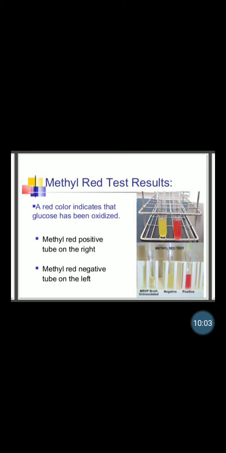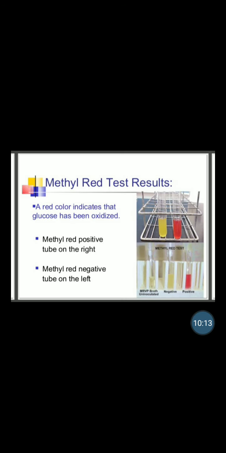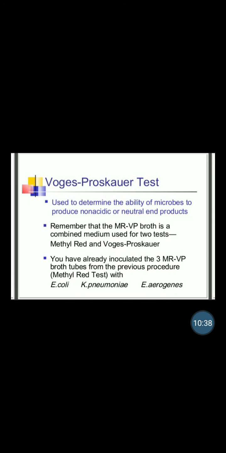Here we can see the test with color, positive or negative. Methyl red is positive for this. If it is red color, then it is positive. It shows positive in the right test tube. Then methyl red is negative in the left test tube, as there is no formation of red color. These are the results of the observation for this test. If red color is present, then it is positive, and if there is absence of red color, then this methyl red test is negative. Next we will see the Voges-Proskauer test.